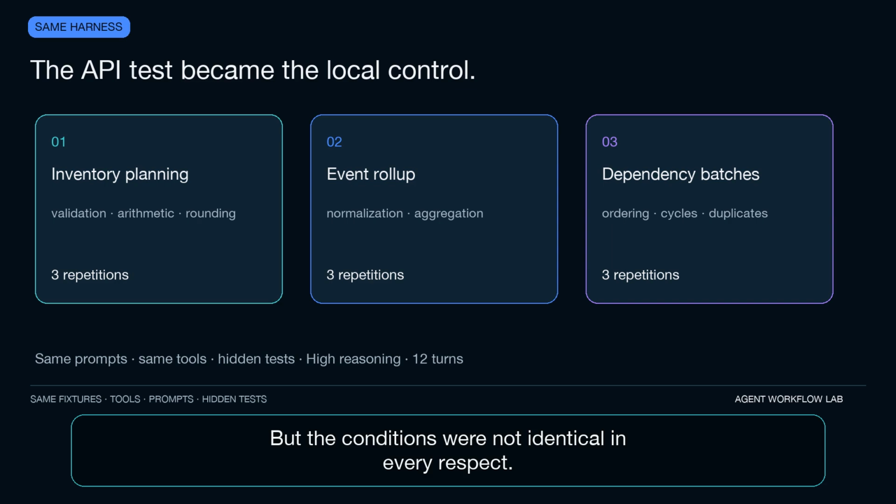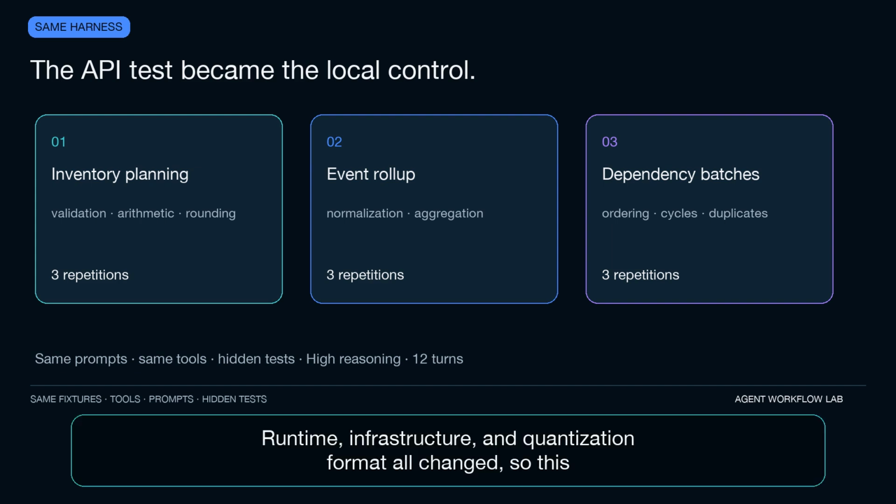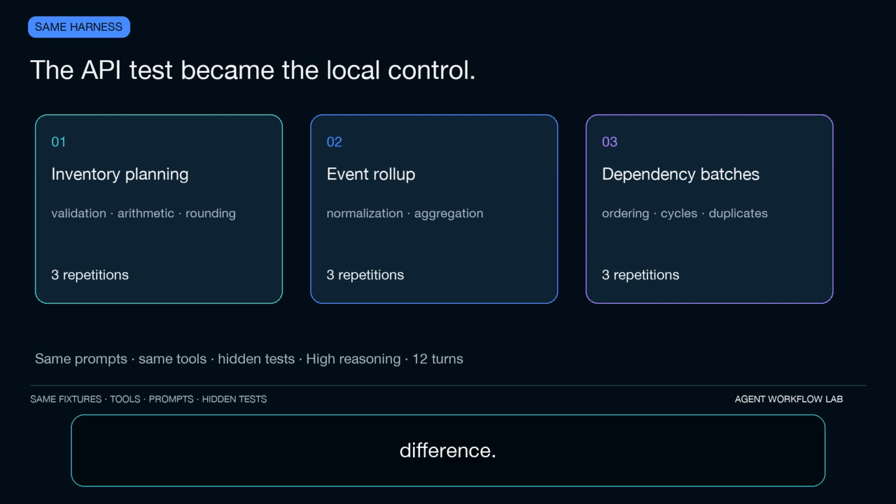But the conditions were not identical in every respect. The API used provider-reported FP4 on DeepInfra. The local build used GGUF IQ1_M through llama.cpp. Runtime, infrastructure, and quantization format all changed, so this comparison cannot isolate quantization as the sole cause of any difference.